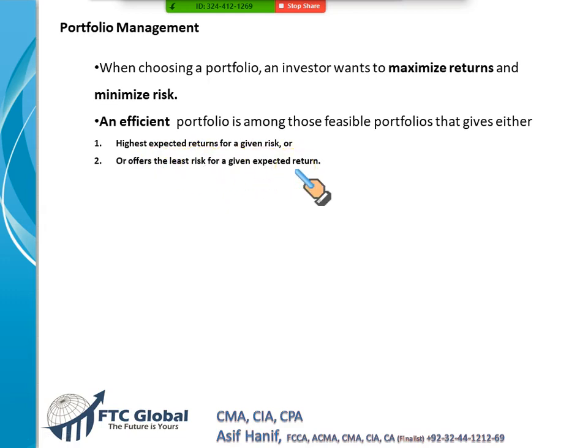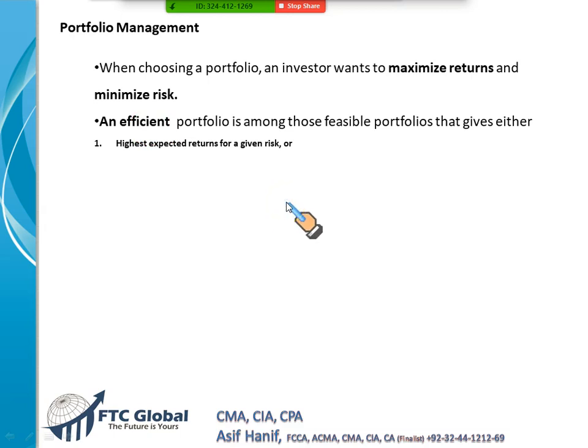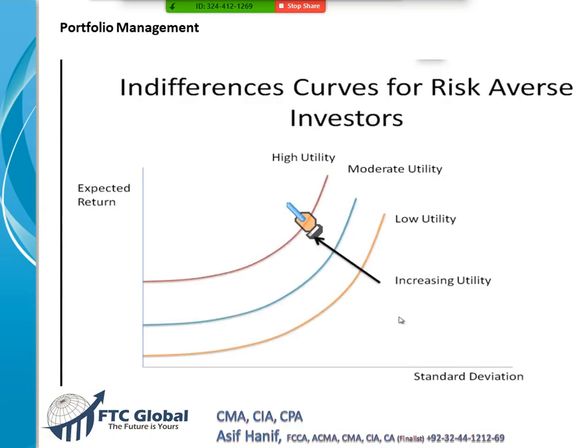This is an efficient portfolio. We are looking for an optimal portfolio. What is an optimal portfolio? An optimal portfolio is one of those efficient portfolios that is selected from efficient portfolios that is tangent to the investor's highest indifference curve. What is the highest indifference curve? This one. This is the highest indifference curve offering the highest level of utility. So an optimal portfolio is selected amongst the portfolios on the highest utility curve. This curve has the highest return for a given risk, and for a given return it has the minimum risk.